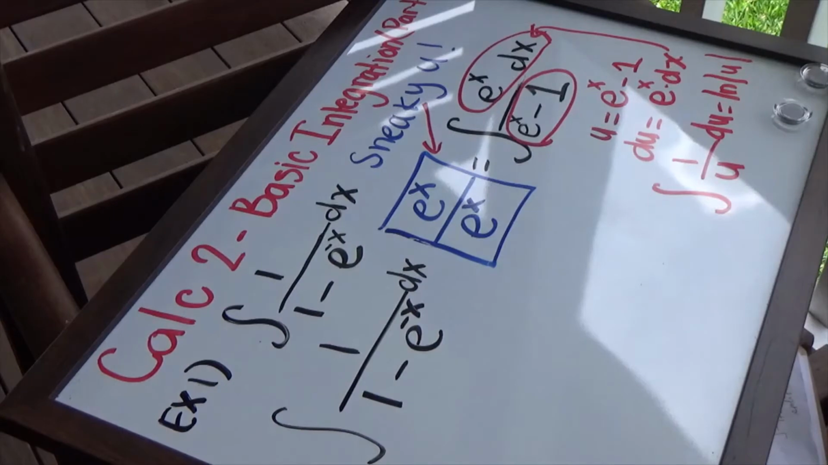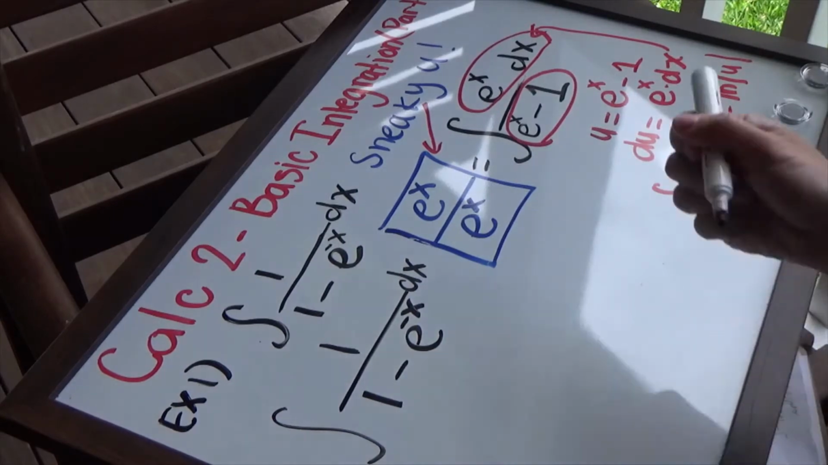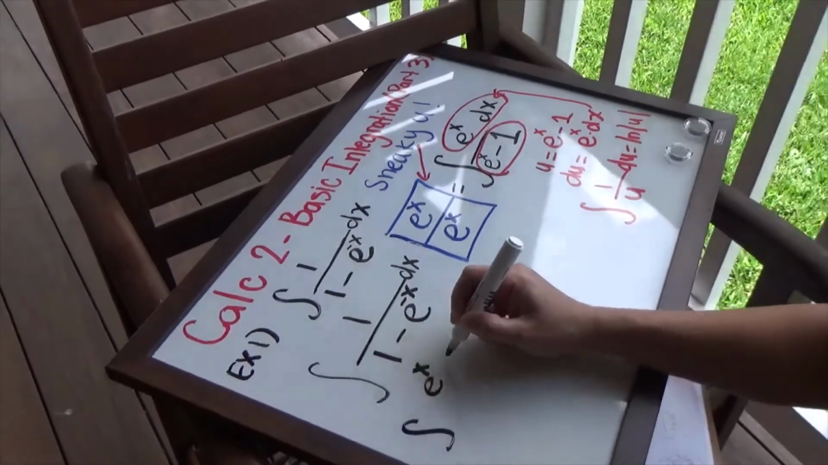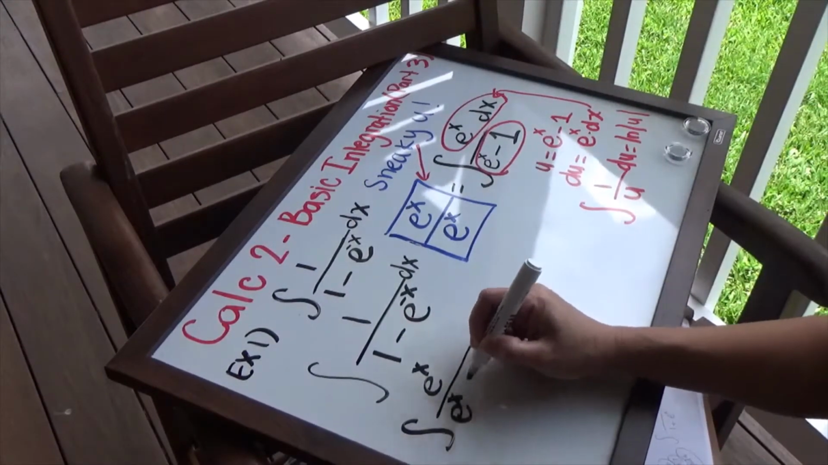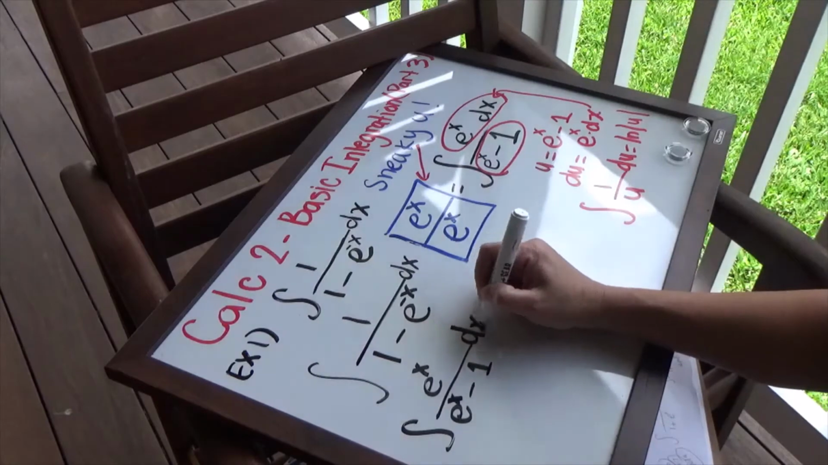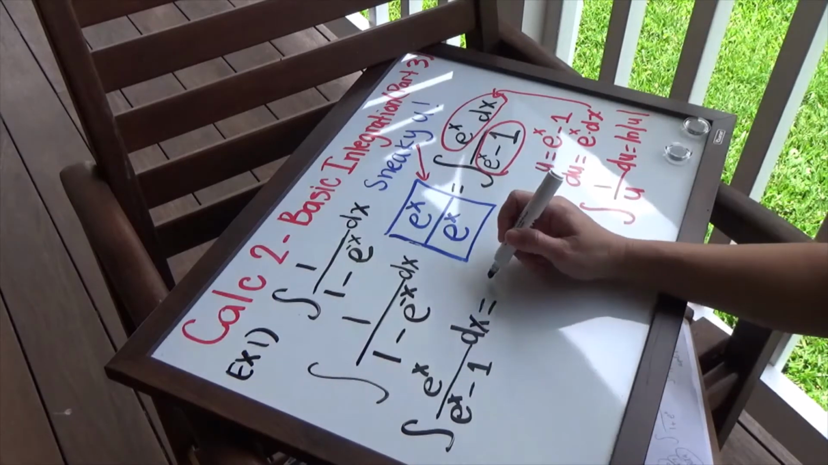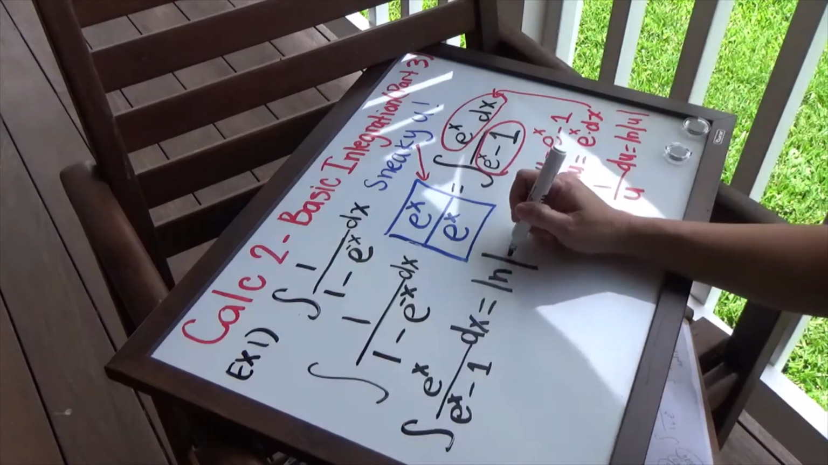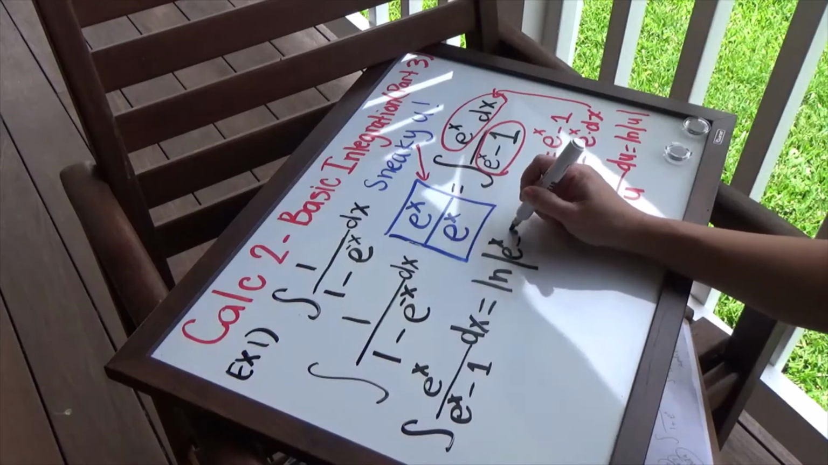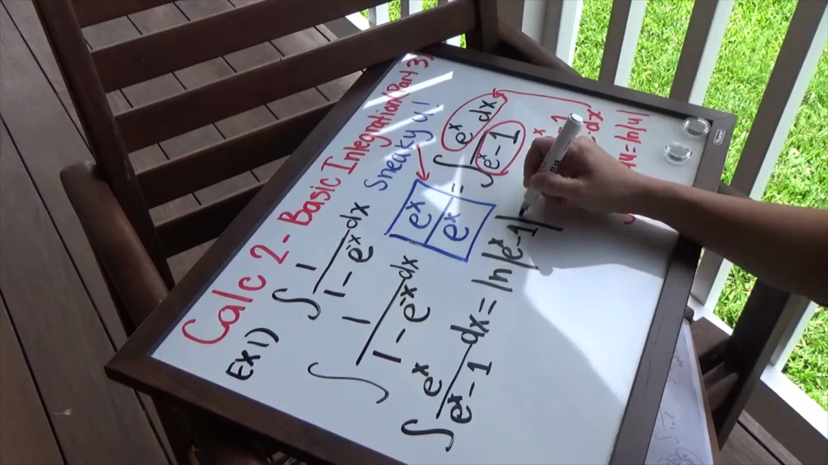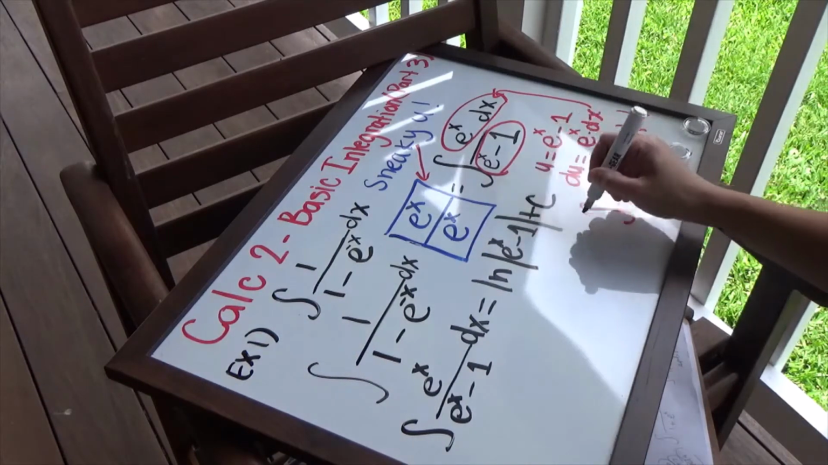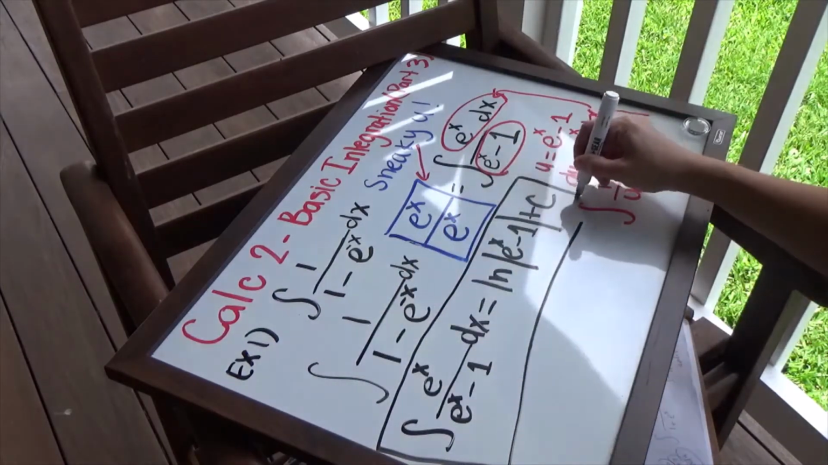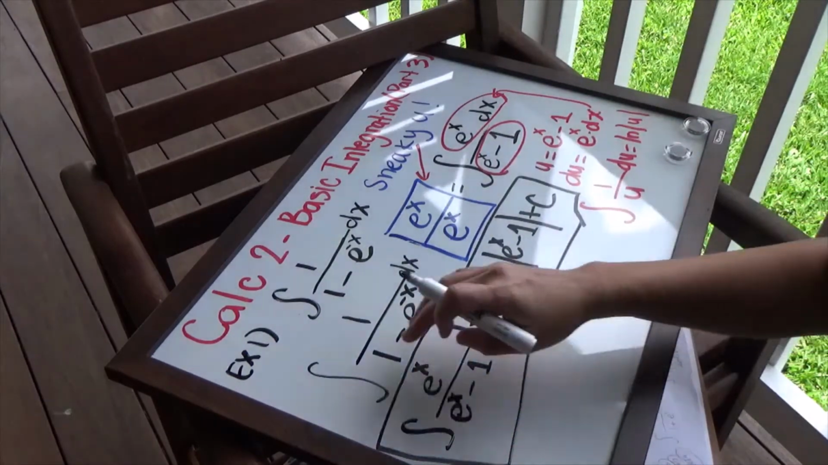So our problem then becomes the integral of e to the x over e to the x minus 1 dx, which is going to be ln of absolute value of u, which in this case is e to the x minus 1, and then plus c. That is the answer to this problem.